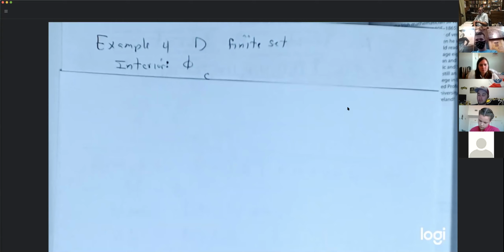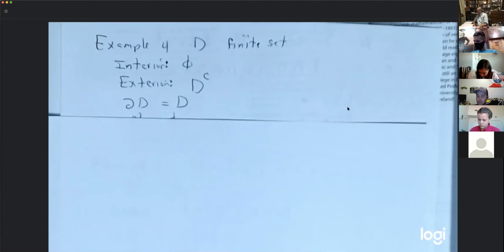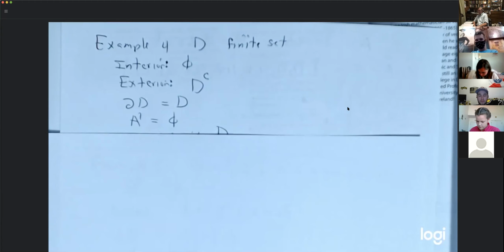If I have a bunch of discrete points, there is no interior. There's no region around a point in the set that stays in the set. So the empty set is the interior. The exterior is everything that is not in the finite set, everything else. The boundary is the set itself. In a finite set, every point is a boundary point. The accumulation points, there aren't any. If I have a finite set, I cannot get close to any of them. They're all isolated.